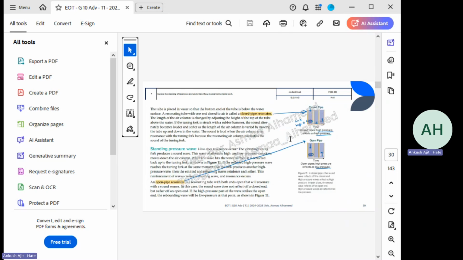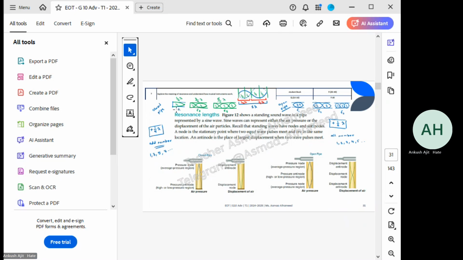Open pipe resonators and closed pipe resonators, we have already done. Here you have to remember one thing: in a closed pipe, high pressure reflects as high pressure, and in an open pipe, high pressure reflects as low pressure. That you should understand. These are the formulas which we have done many times in the class. Closed pipe: 1/4, 3/4, 5/4. Open pipe will be 1/2.